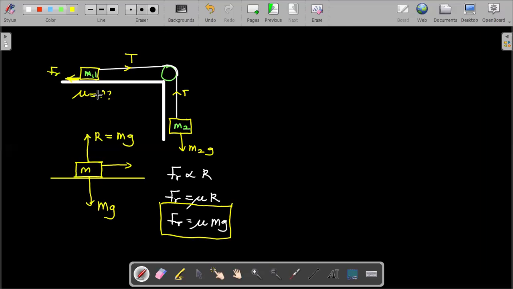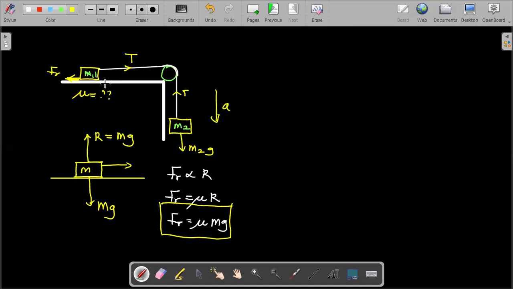Okay, so because of this, we can write the total force surrounding this object sitting on the table. From here, we'll see that for this table, we are assuming that this object is going to accelerate downward.